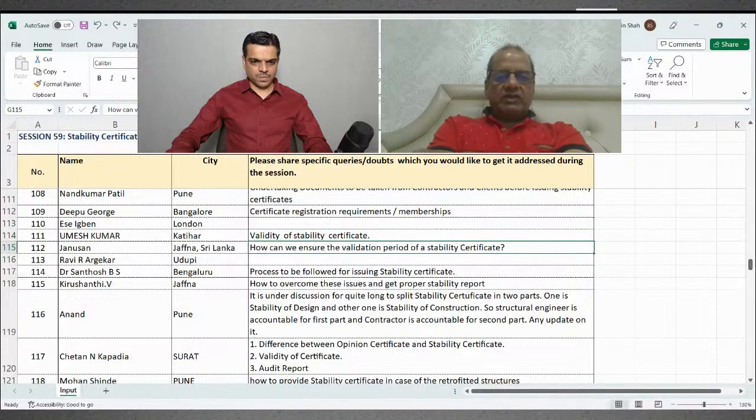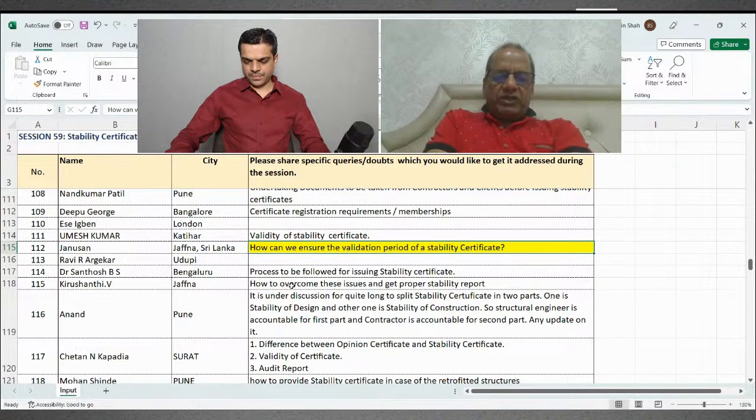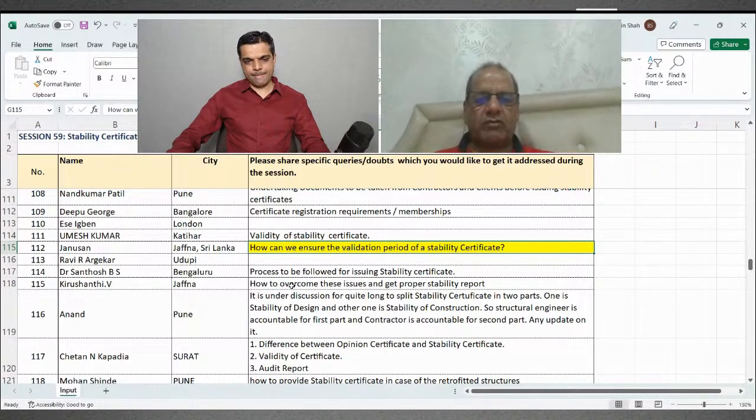Umesh Kumar: validity of stability certificate. The first certificate is for life as long as there is no change done, because it is a design certificate. How can we ensure the validation period of a stability certificate? You don't need to ensure. You are simply stating that you have designed the building for so many years. That's all.